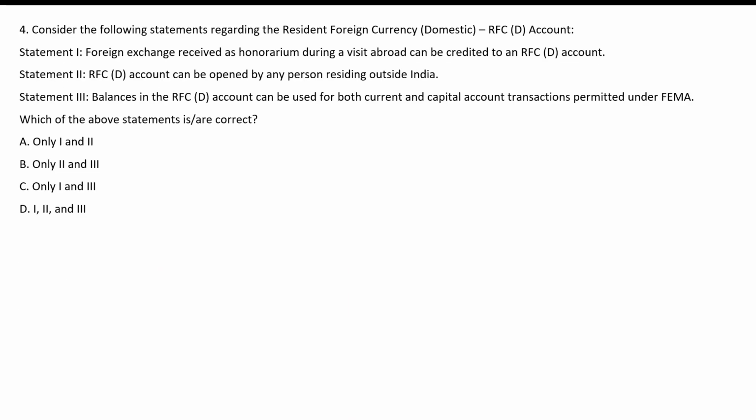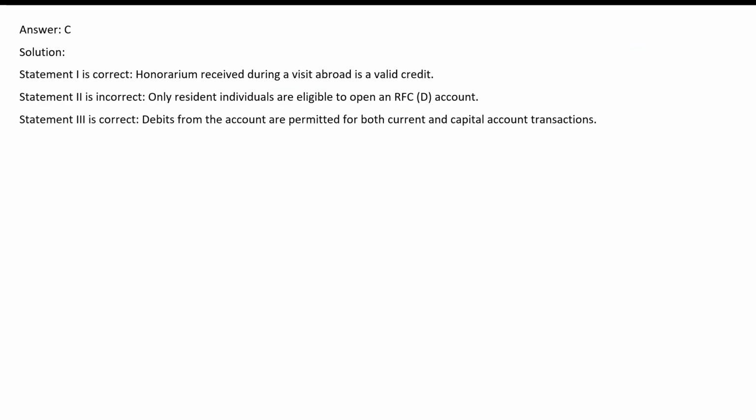Consider the following statements regarding RFC-D account. Foreign exchange received as honorarium during a visit abroad can be credited. Yes. An RFC-D account cannot be opened by any person residing outside India. It can be opened by any person residing outside India? No, resident individuals are allowed to open this account. Balance in an RFC-D account can be used for both current and capital account transactions permitted under FEMA. This statement is also correct. 1 and 3 are correct. So option C is the correct answer for this question.